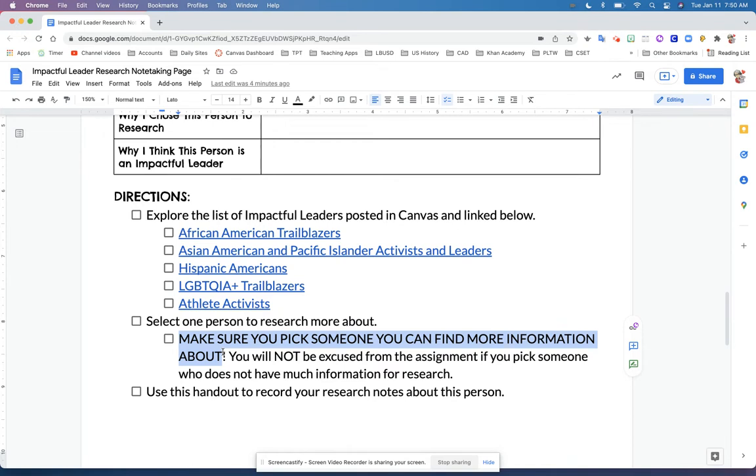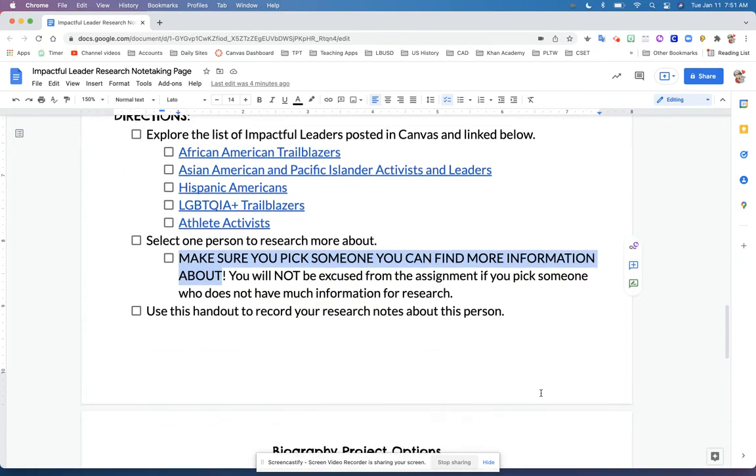So again, whoever you pick, go on Wikipedia. I'll talk to you about that person or how to navigate that in just a moment. Go on other websites, see if you can find more information about them before you decide that this is the person that you are going to do a deep dive research on. Okay. And then you're going to use this handout to record your research notes about this person.